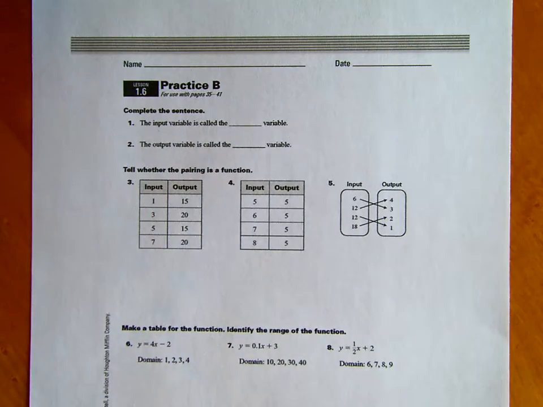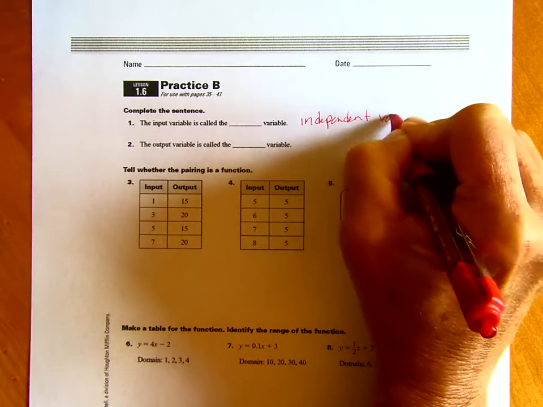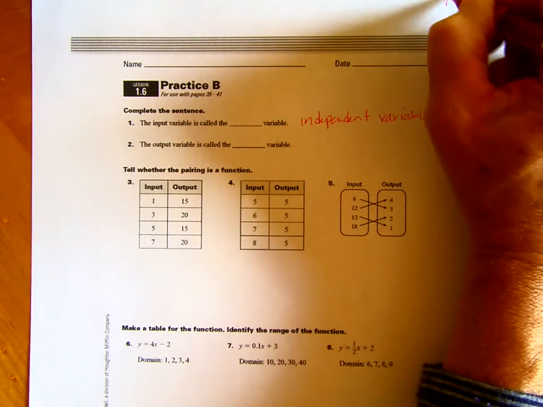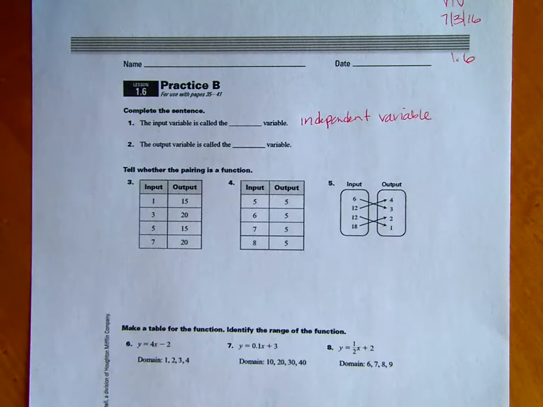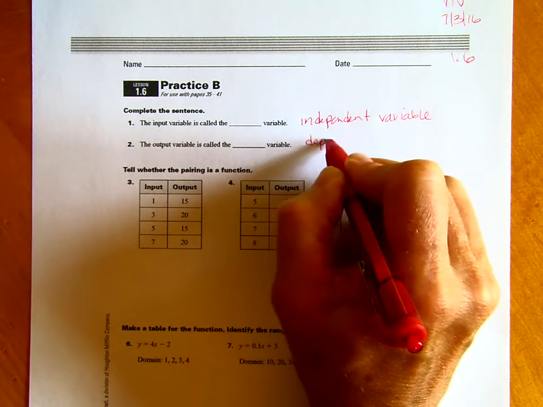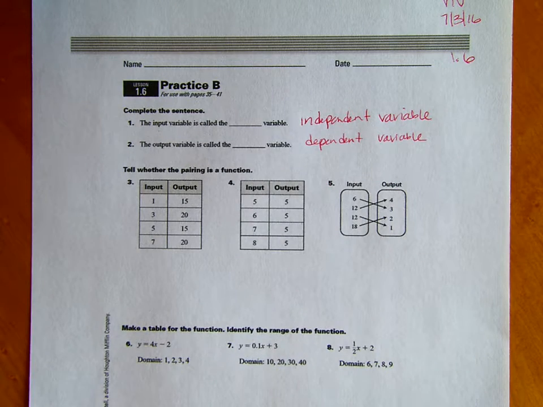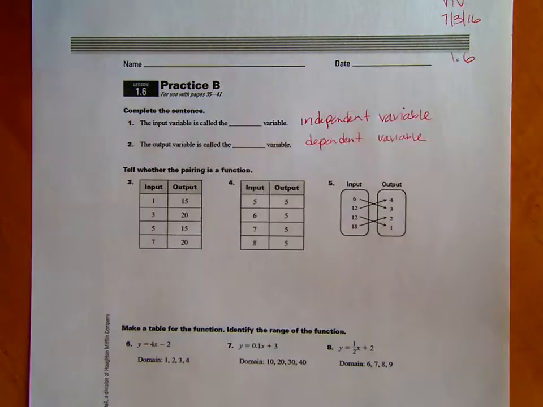So the input variable is called the independent variable. If you take stats, we call it something else. The output variable is called the dependent variable. Rarely do I have you just fill in the blanks. I like you to write complete sentences, and when you get to school, we'll be doing a little more practice with writing.